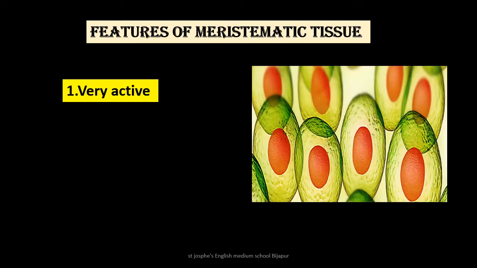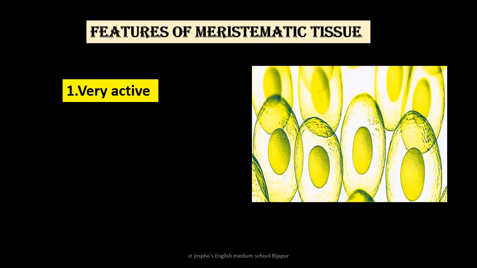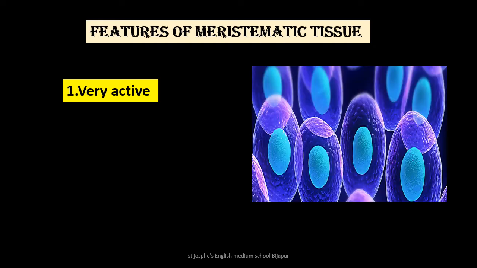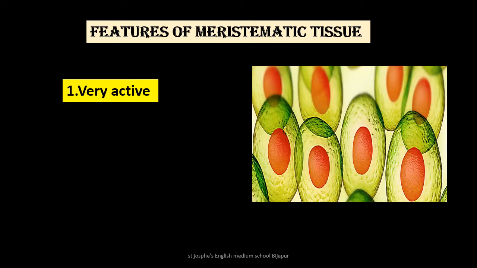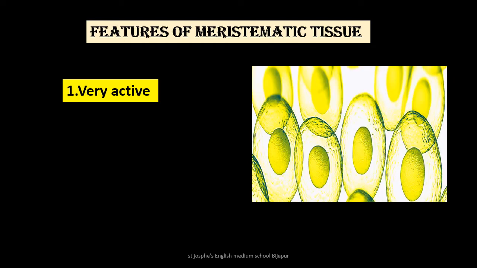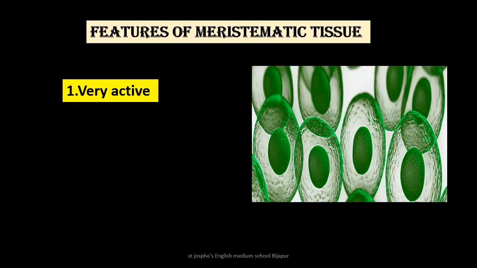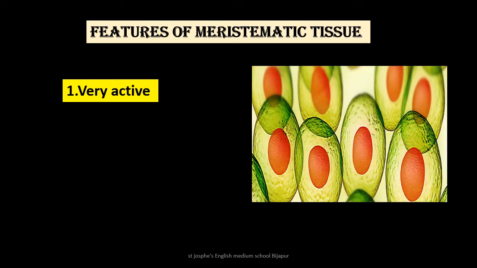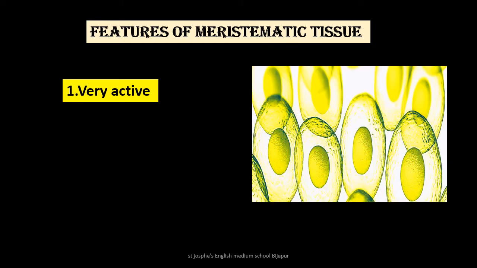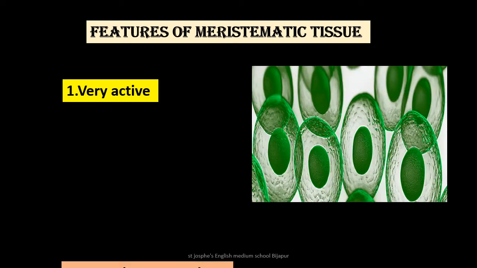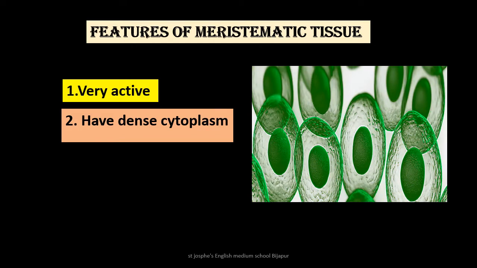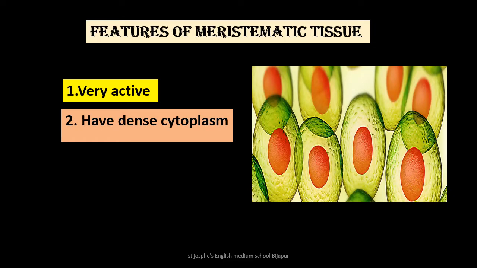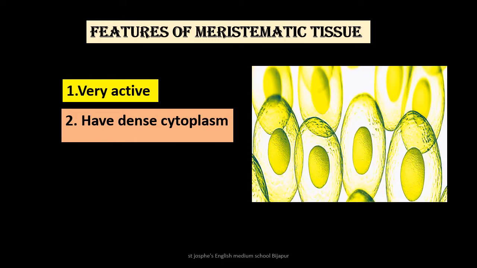So what are the features of this meristematic tissue? These meristematic tissues are very active. As they are the dividing tissues, they continue to divide by the process called cell division. So you can see over here, the first characteristic of meristematic tissue is that they are very active. They remain always young because they are tireless, fearless, and they continue to grow. The second characteristic of this particular meristematic tissue or cell is that they have a dense cytoplasm.